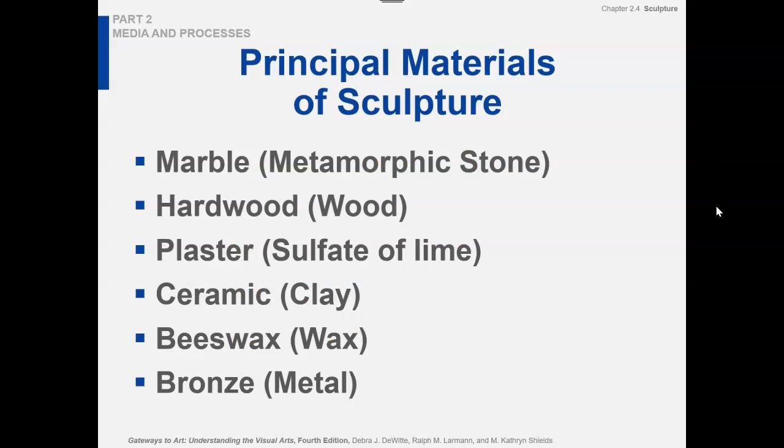So these were basically the principal materials of sculpture. You had plaster, ceramic, bronze, wax, marble. This was the traditional stuff.